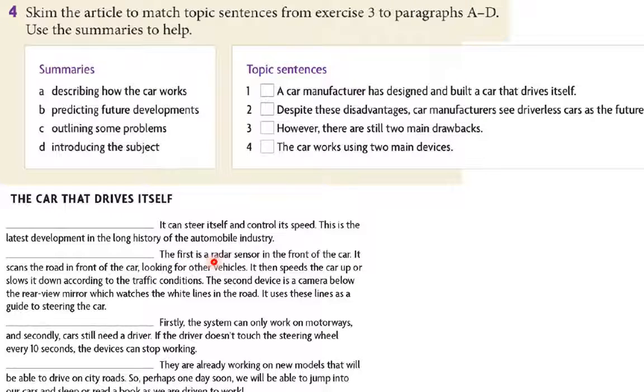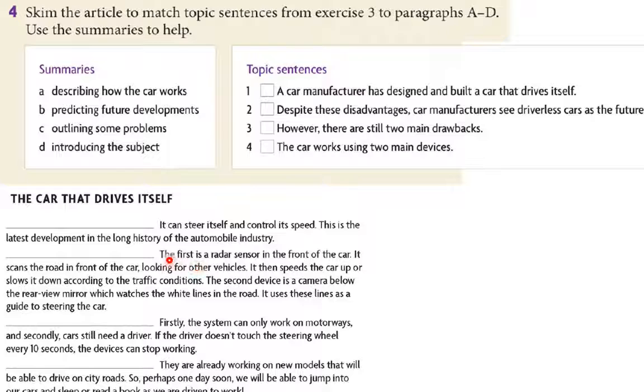The first is a radar sensor in the front of the car. It scans the road in front of the car looking for other vehicles. It then speeds the car up or slows it down according to the traffic condition. The second device is a camera below the rear view mirror which watches the white lines in the road. It uses these lines as a guide to steering the car.